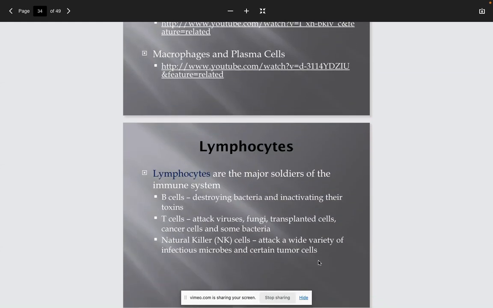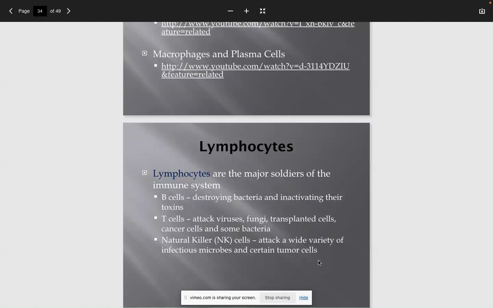Now, I talked about the innate immune system. Now I want to talk to you about the secondary line, our memory, our body's ability to remember things. These are the lymphocytes. They're the major soldiers of the immune system. You have B cells and T cells. The B cells are responsible for destroying bacteria and inactivating toxins, something called opsonization. This is neutralization of a foreign antigen. T cells are responsible for attacking viruses and fungi and some cancer cells.